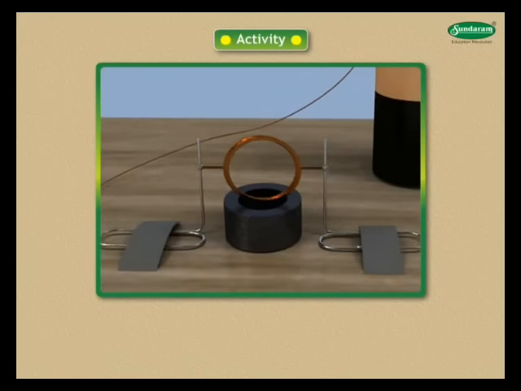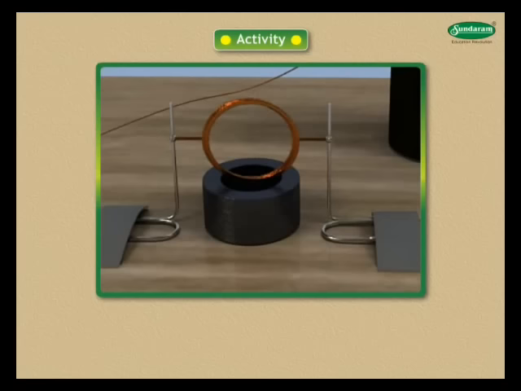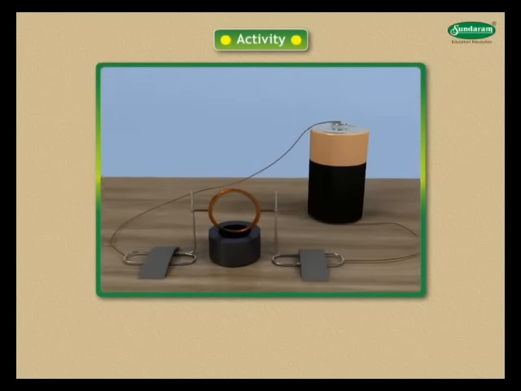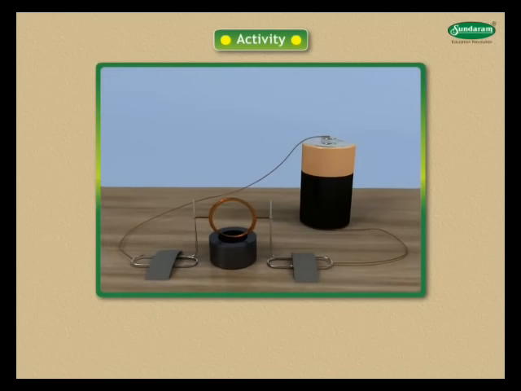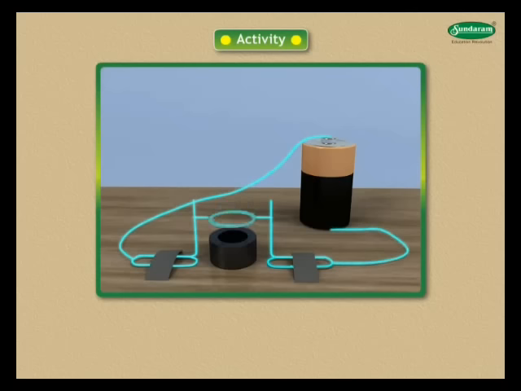Bend the paper clip and prepare the holder for the coil. Pile the 3 magnets on the table. Position the coil above the magnet on the paper clip holder. Take the free ends of the wire and connect them to the battery as shown. Give a gentle spin to the coil and what do you observe? We can see the coil rotating.